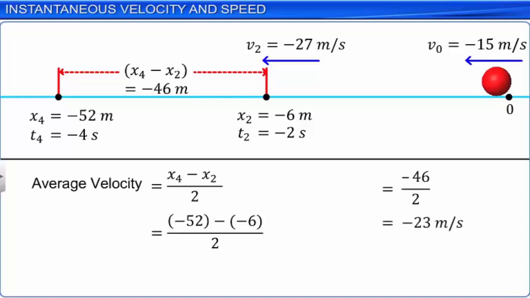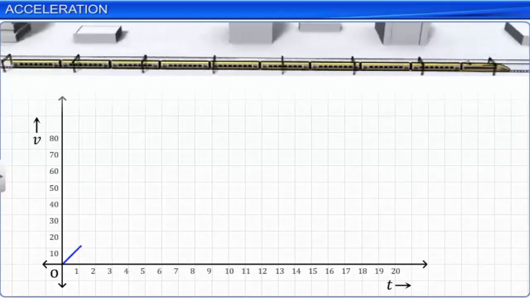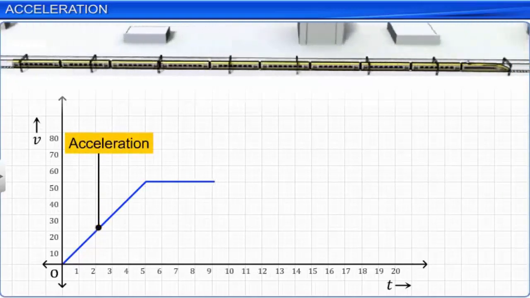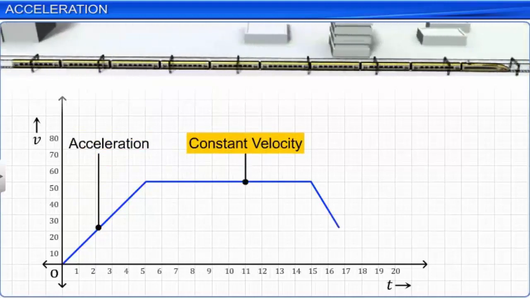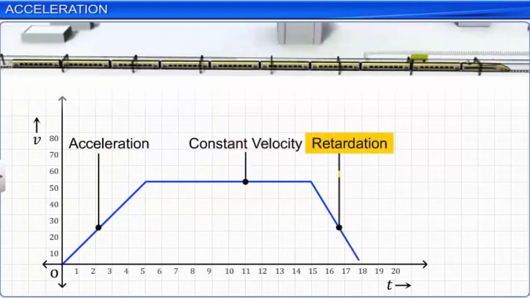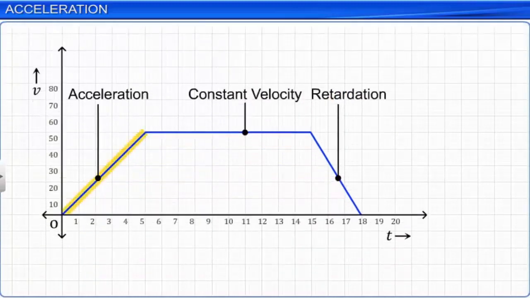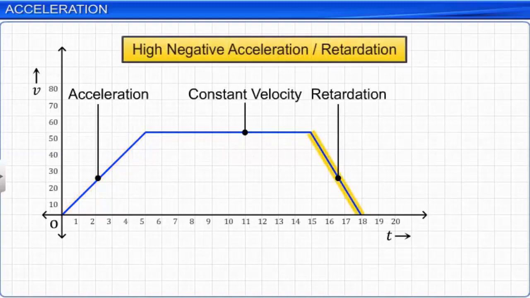When you observe the motion of an electric train, you find the train picks up high speed even before leaving the platform. The train travels at constant high speed until it approaches the next station. There is a sudden drop in speed when it enters the station till it finally stops. The first and the last part of this train's motion has high positive acceleration and very high negative acceleration or retardation.